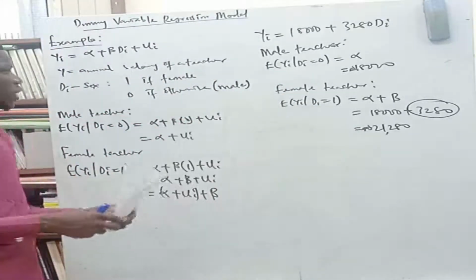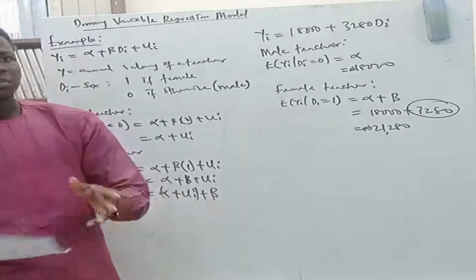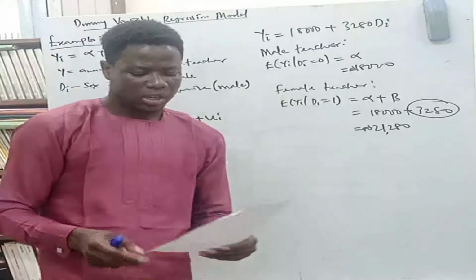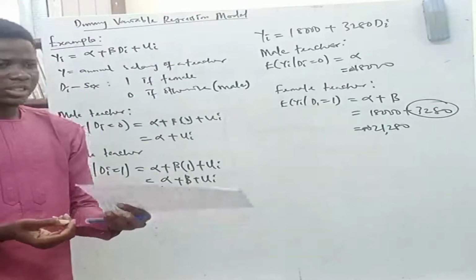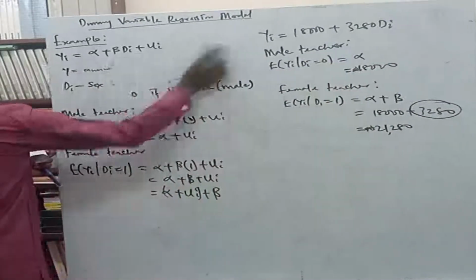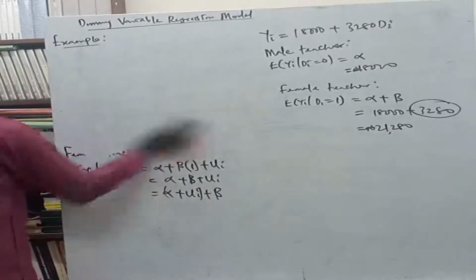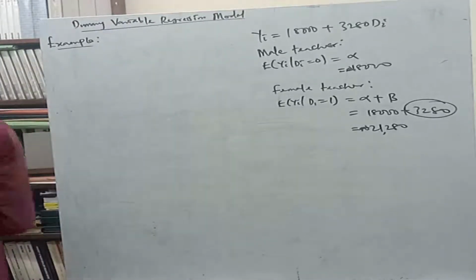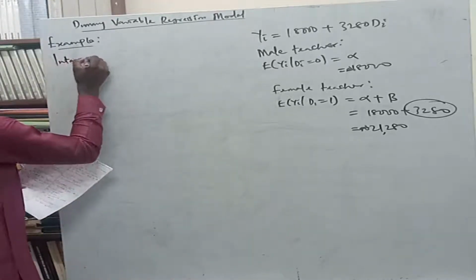So even when you have a lot of categories, you just have to understand which is your base category and interpret with reference to the base category. Now, one last thing I want to talk about is the interaction effect. You may have interaction in the case where you introduce two or more dummy variables in your regression model and you want them to interact. What do I mean? I'm going to explain. Let's talk about the interaction effect.